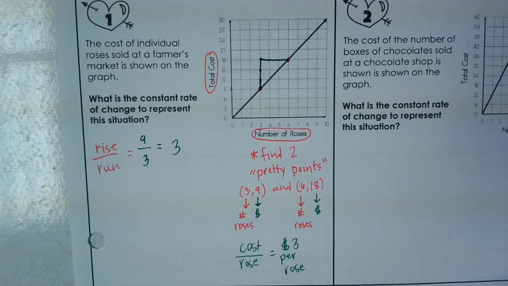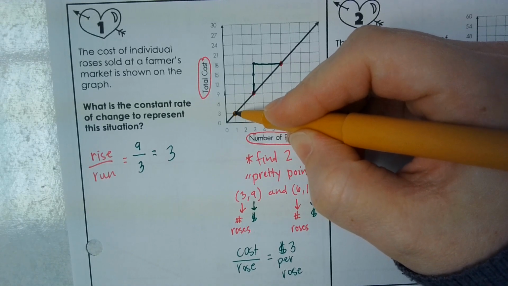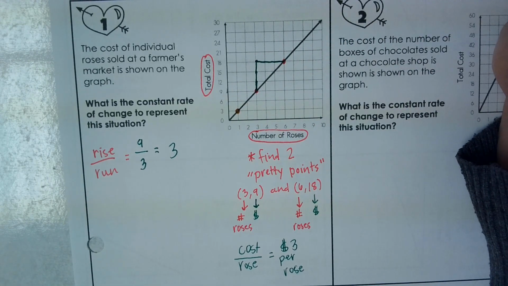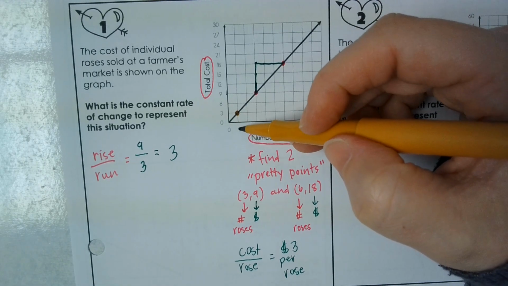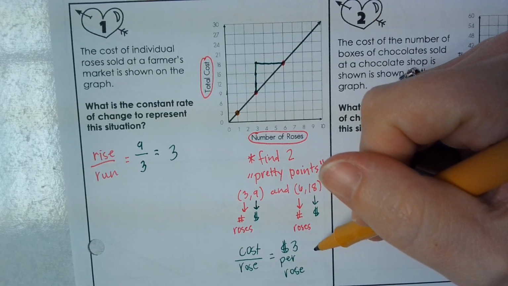Could you technically look at that one and see what number? Absolutely, very good. Good catch. So what you could do is you could literally look right here. Okay? That is the unit rate. 1 rose is $3. And then you didn't even have to do slope.